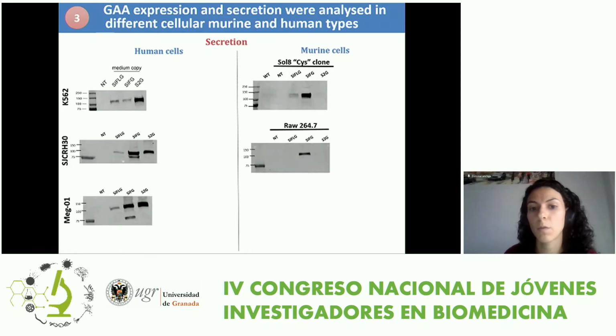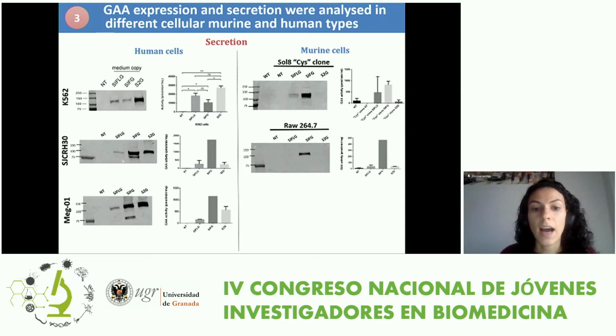What happened with the secretion? In the same kind of cells, we plate our cells and take the supernatant, and we precipitate it for the Western blot. We see the band of the precursor, which is the one that is secreted. And when we measure the GAA activity, we have different results, depending on the kind of cells.